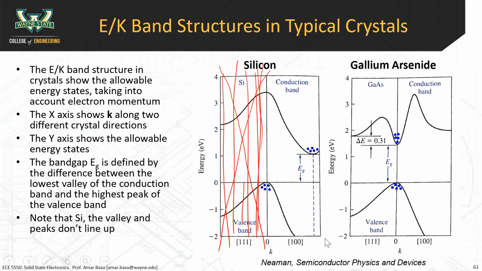Notice that this says 1, 0, 0. This means that you're looking at the E versus K relationship. So this half of the diagram is E versus K along the 1, 0, 0 direction. If the electron is traveling in the 1, 0, 0 direction, then this is the E versus K relationship, and this is determined by the periodicity of nuclei in the 1, 0, 0 direction.